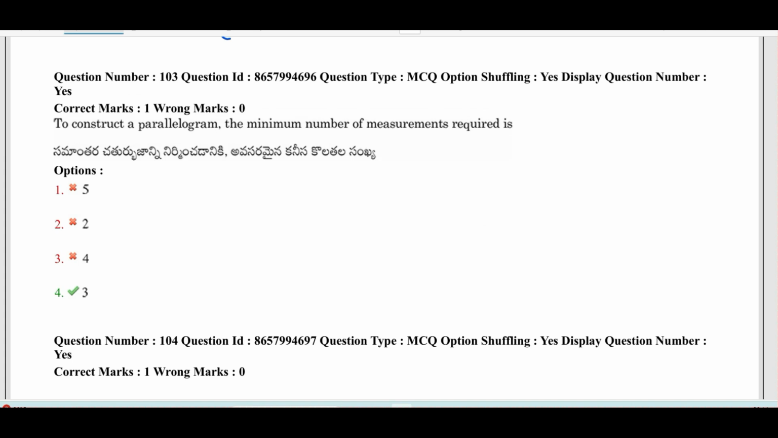To construct a parallelogram, what is the minimum number of measurements required? To construct a unique parallelogram, we require 3 measurements. We require 3 unique measurements. So the fourth option is the correct one in this case. This is an 8th standard question. In the 8th class, there is a chapter related to constructing quadrilaterals.